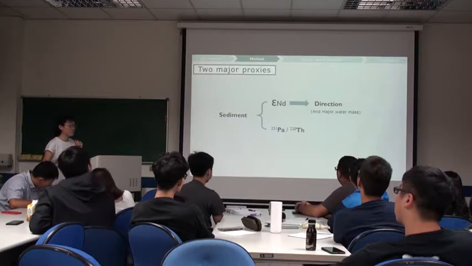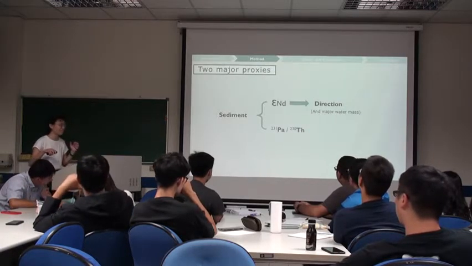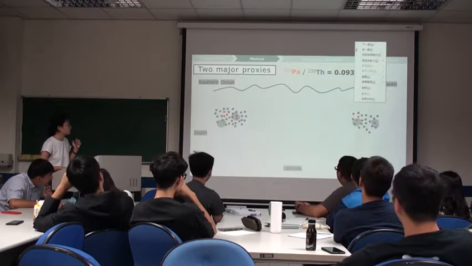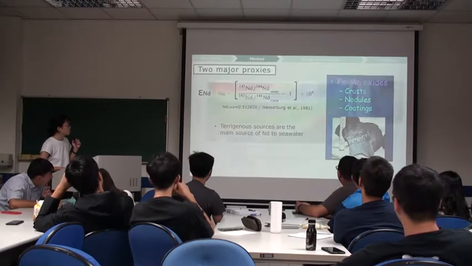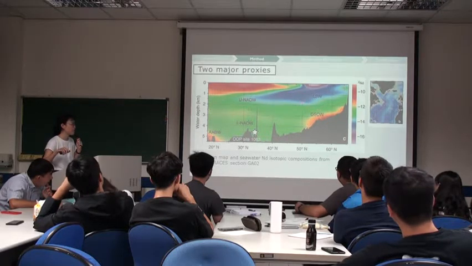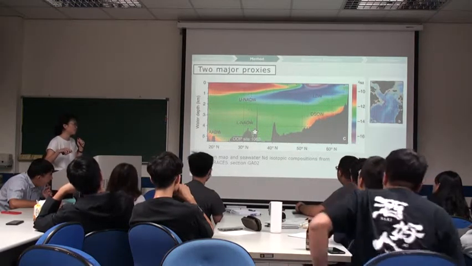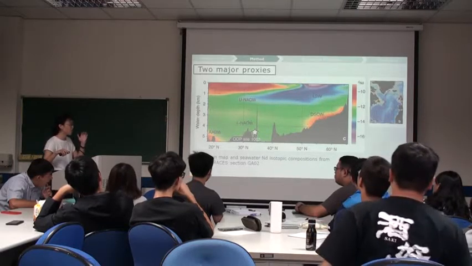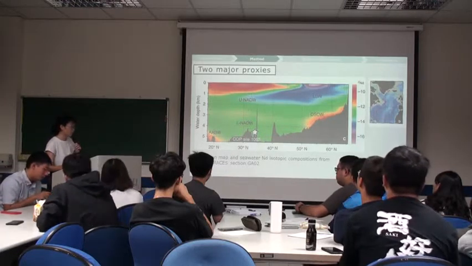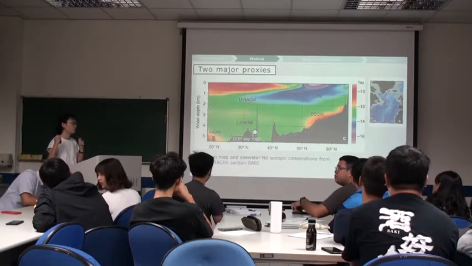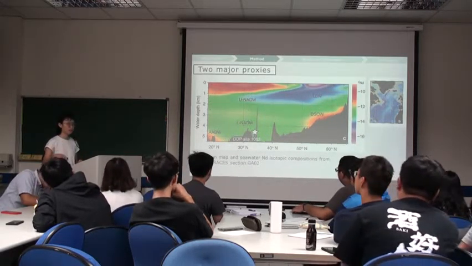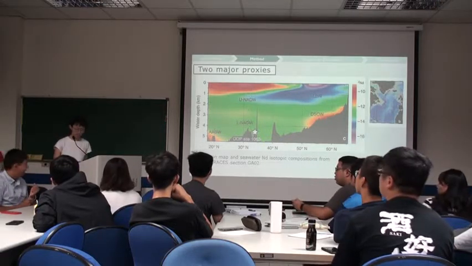Because neodymium shows us the direction, because different water masses have different neodymium values, so we can measure the neodymium to know the composition of the water mass. Okay, my turn. Thank you.